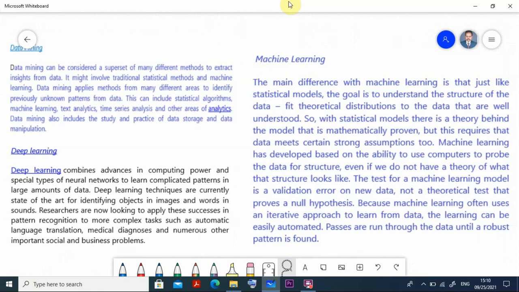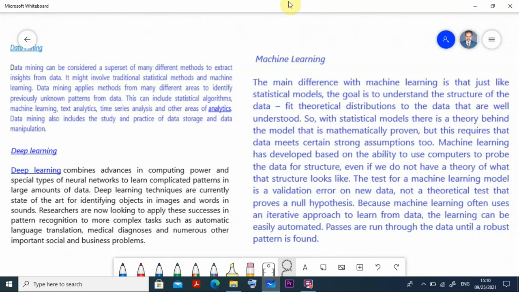Then what is this deep learning? Deep learning combines advances in computer power and a special type of neural networks. You are using some algorithm from the neural network base, that is the convolutional neural network, which you might have heard about. It learns complicated patterns in a large amount of data. And these deep learning techniques are currently state of the art in identifying objects in images, and words and sounds, right?